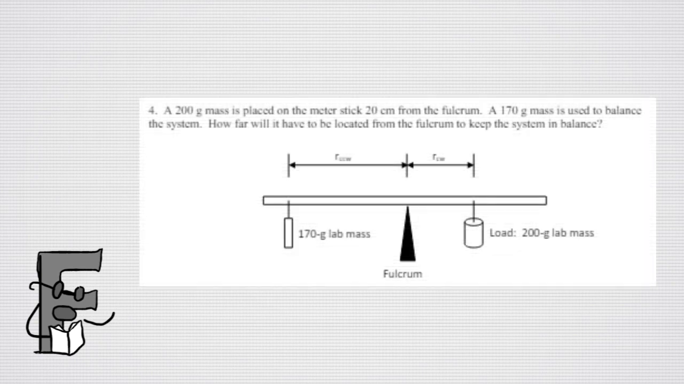Now we will go into an example. Let's say that we have a 200 gram mass placed on a meter stick 20 centimeters from the fulcrum. A 170 gram mass is used to balance the system. How far will it have to be located from the fulcrum to keep the system in balance?